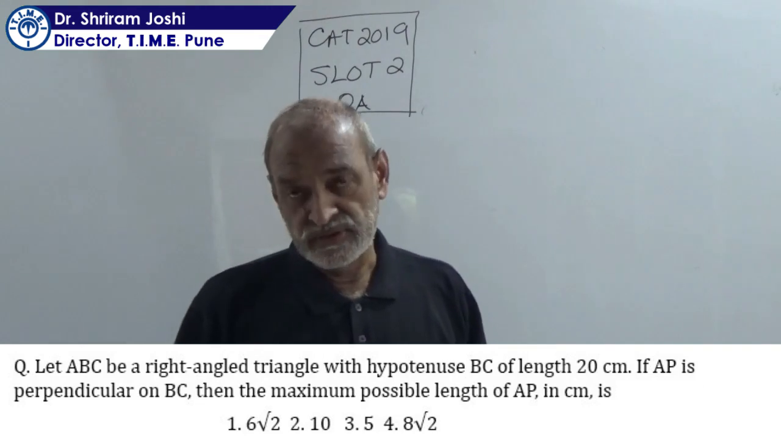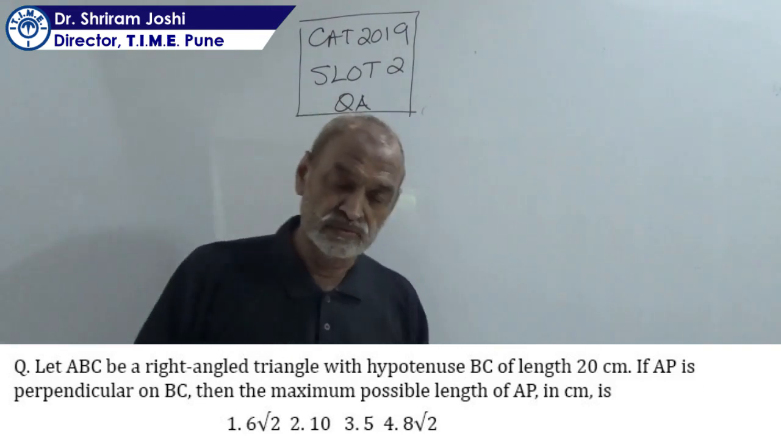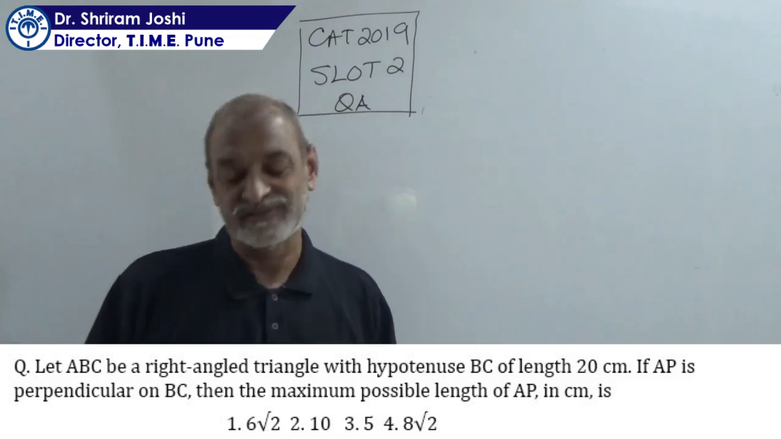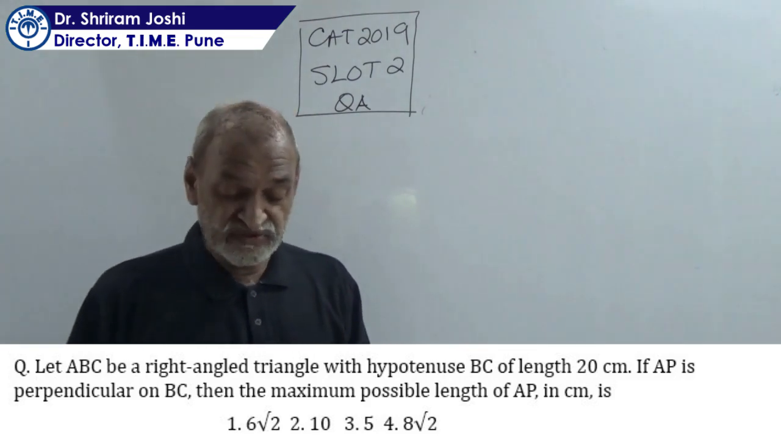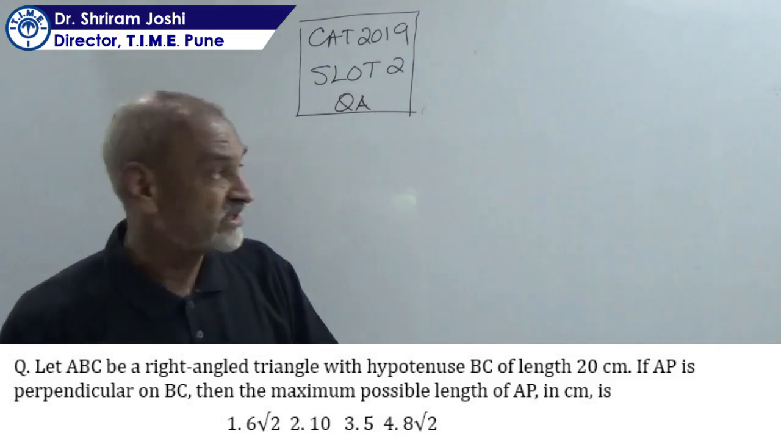Geometry is an important topic. Plain geometry that you all studied in high school. No theorems, no proofs. So, CAT geometry is actually simple. Let us look at a simple question in geometry. ABC is a right angle triangle with hypotenuse BC of length 20.